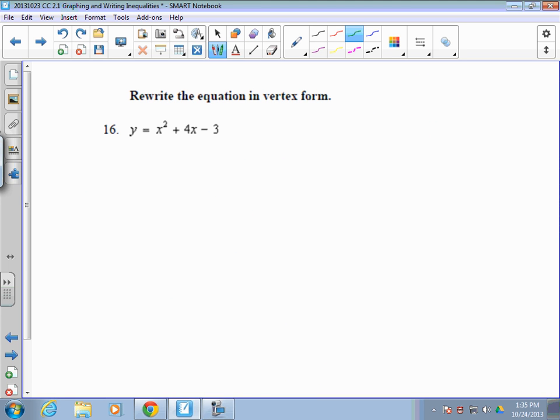16 says rewrite it in vertex form. Well, again, we don't have a perfect trinomial at the end. So you have to get rid of minus 3 by adding it. Add the same thing to the left side. So now you have y plus 3 equals x squared plus 4x. And then we're going to look for plus c. We're going to look for the c value.